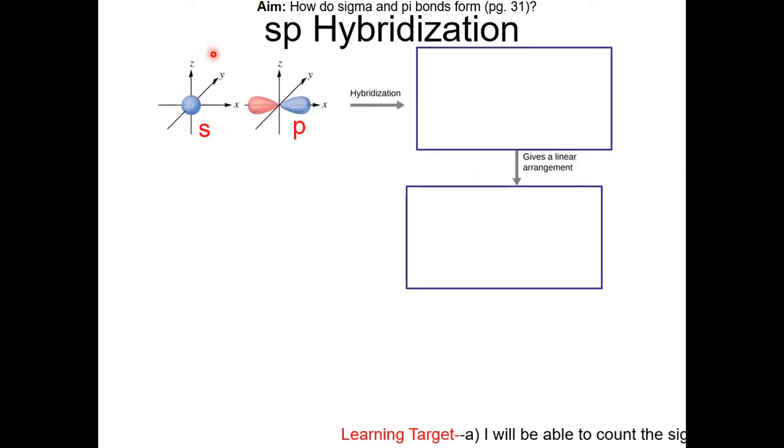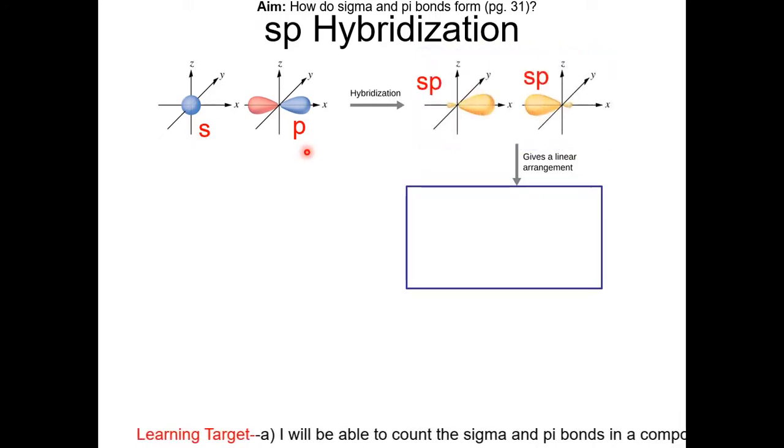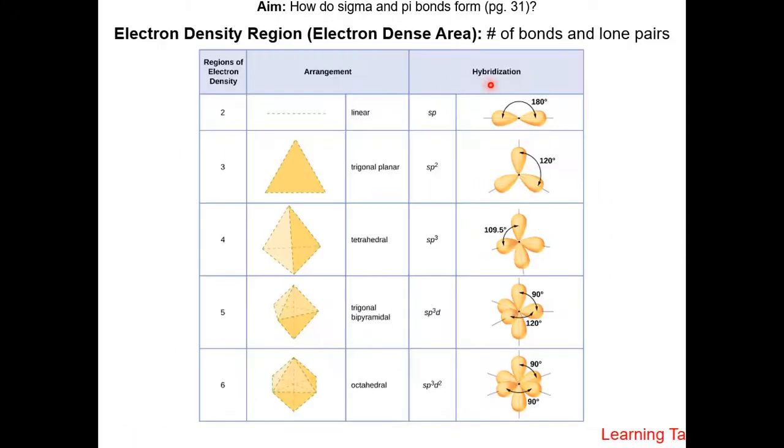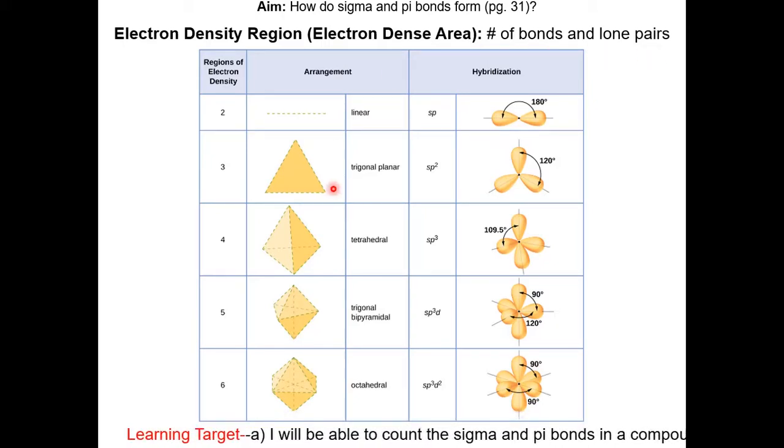In summary, in sp hybridization, one s orbital and one p orbital mix together to form two sp hybrid orbitals, which gives us a linear arrangement. This table summarizes the hybridization with the geometry using electron density regions. Electron density region is the same as electron dense area. They represent the number of bonds and lone pairs. Use this table to identify the hybridization.